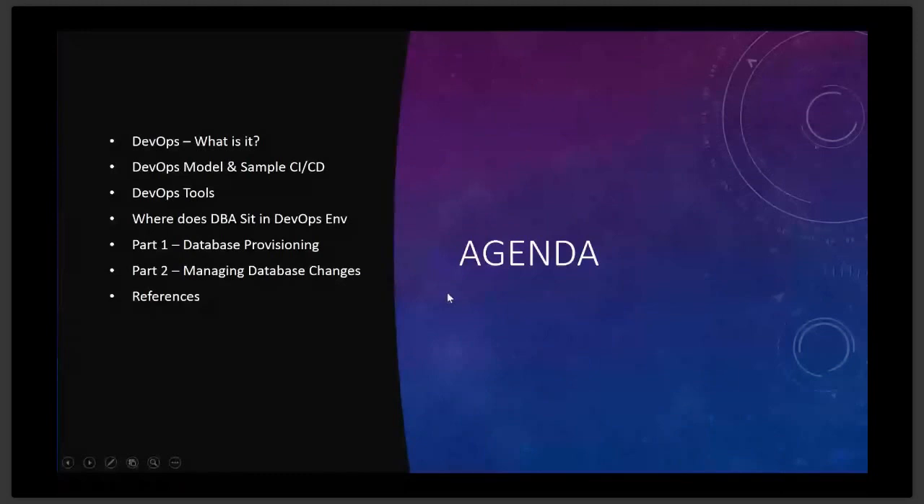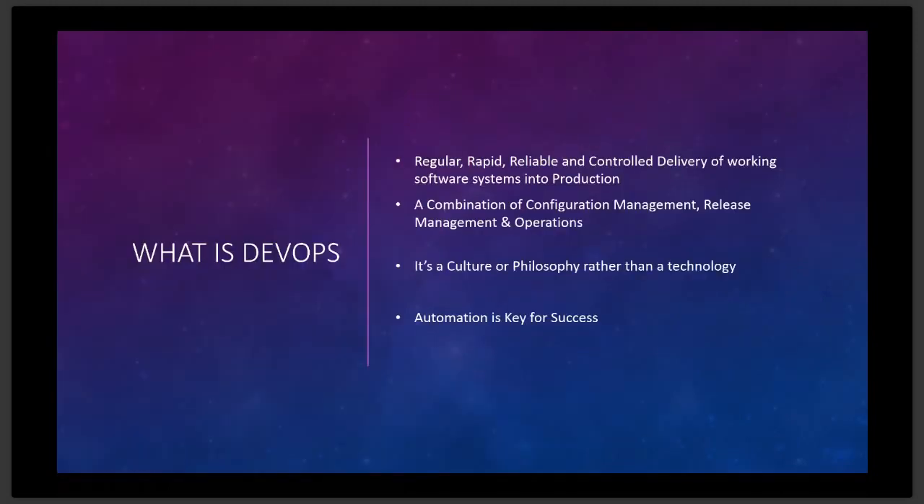Okay, so what is DevOps? DevOps is basically regular, rapid, reliable, and controlled delivery of working software systems into production. It's a combination of configuration management, release management, and operations. It's a culture or a philosophy rather than a technology. So in order to make DevOps successful, automation is key.